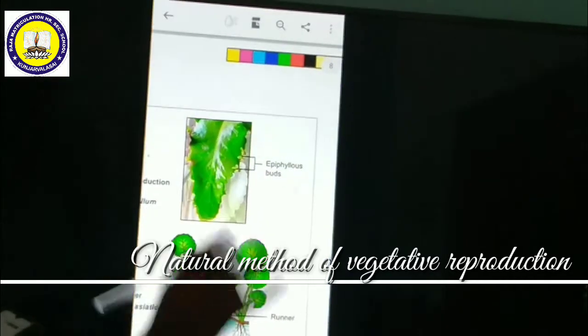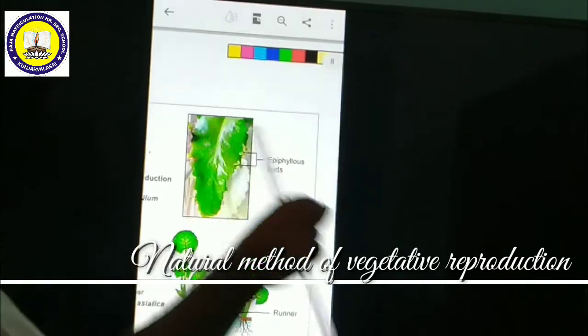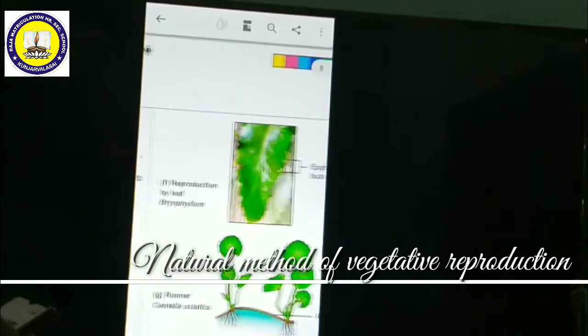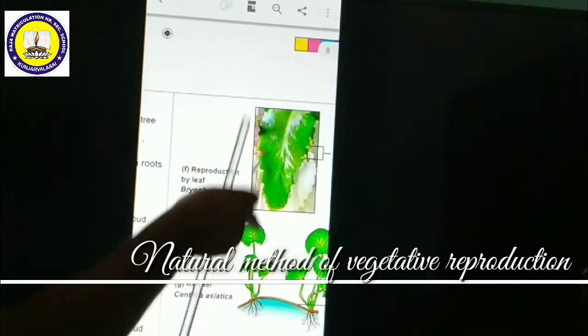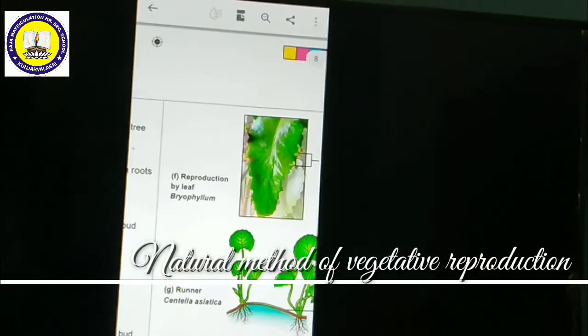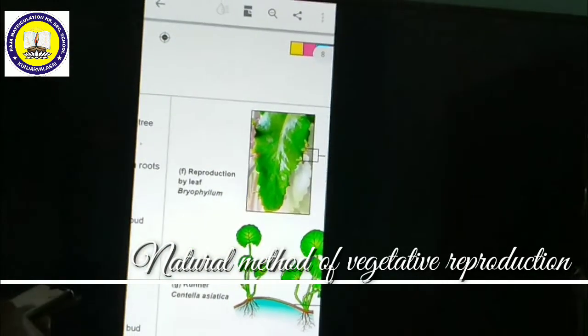Whenever these leaves come in contact with the soil, or if you remove the buds from the plant and plant them on the soil, they can develop into new plants. Such reproduction is called epiphyllous buds, or reproduction by leaf. This is very common in Bryophyllum. You might have studied it in Tamil as Kattipot or Kuttipot. These plants can reproduce by leaf. These are called epiphyllous buds.